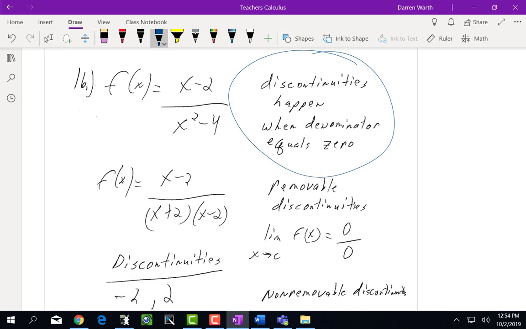So I'm going to go ahead and take my denominator and factor this x squared minus 4. I get x plus 2 times x minus 2. And when I set each one of these factors equal to 0, I get negative 2 and positive 2 as my discontinuities.